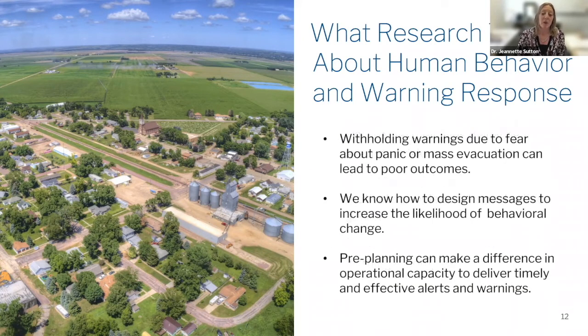Which is about withholding warnings. Withholding warnings due to fear about panic or mass evacuation can lead to poor outcomes. There's a number of concerns or fears that are held about how the public message receiver will respond to a warning. These are commonly held. And one of the first concerns is about panic, that people are going to become irrational. They'll be overwhelmed in the situation and unable to respond appropriately.